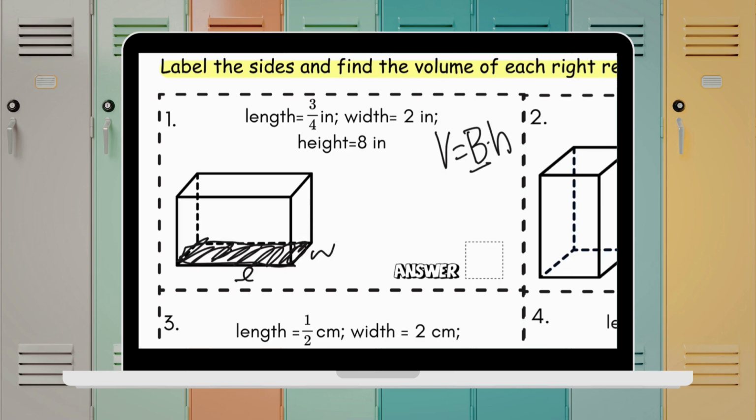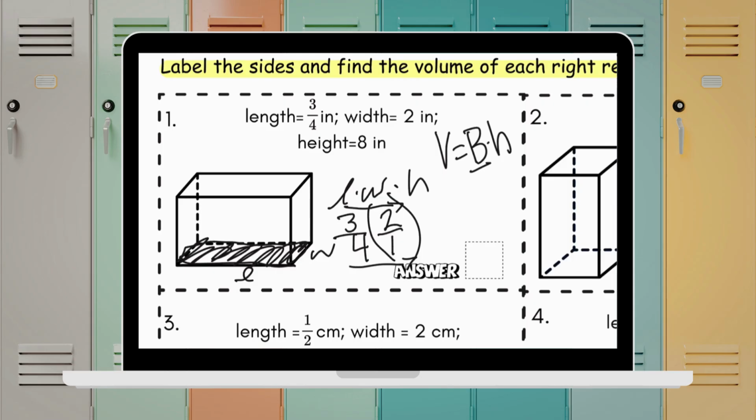So for the volume of a rectangular prism, we're going to do the length times the width, and then we'll multiply it by the height. And so I'm going to plug in my values. I have 3/4 for my length, and then my width is 2. And the way that we multiply a fraction times a whole number is you can just rewrite your whole number as a fraction. 2 divided by 1 is 2, so I'm not changing its value. And then we would just multiply top times top, bottom times bottom.